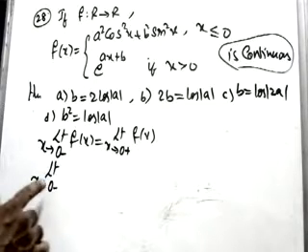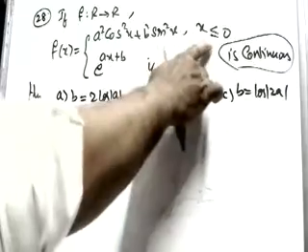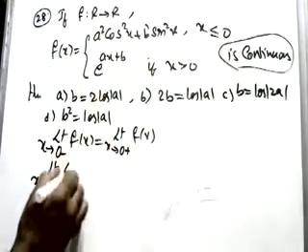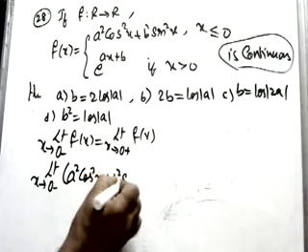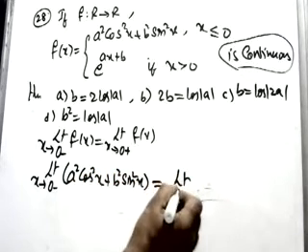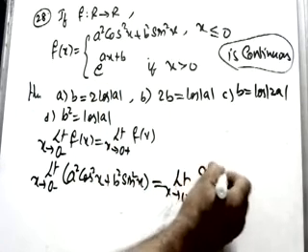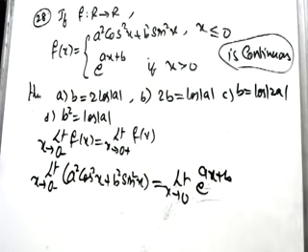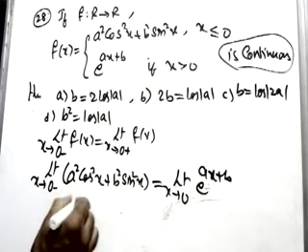So limit x tends to 0 minus, 0 minus means less than 0. So for less than 0 we have to use f of x, this one, a square cos square x plus b square sin square x, equals limit x tends to 0 plus, means this one. So let me use ax plus b. Now let me substitute the value of 0. So sin 0 is 0. What is left here?